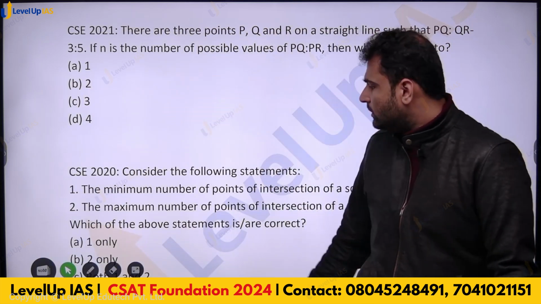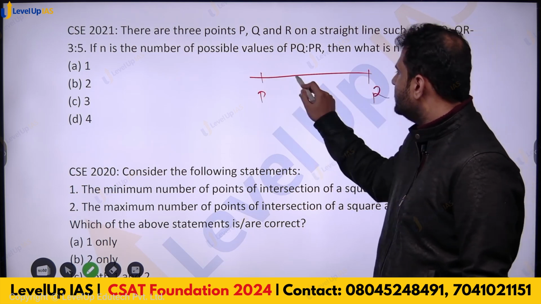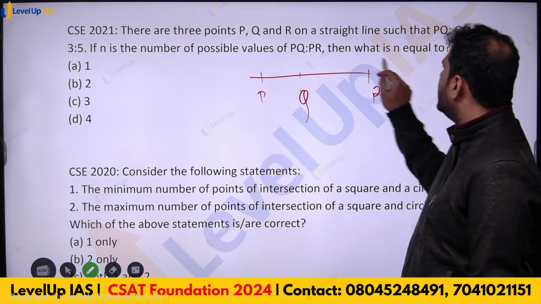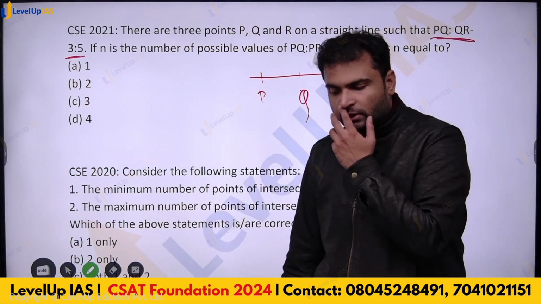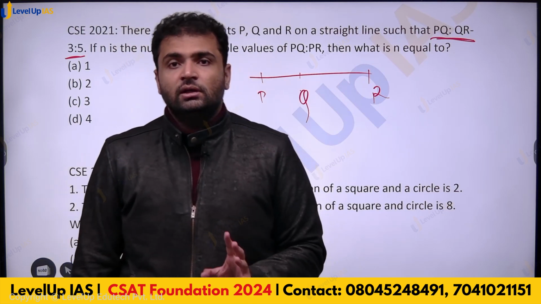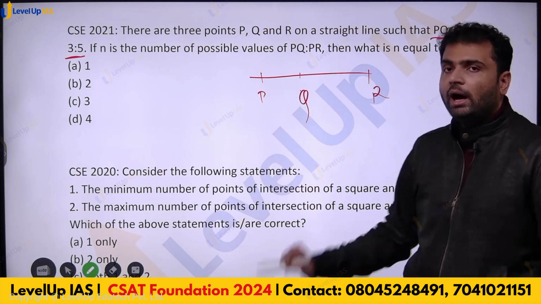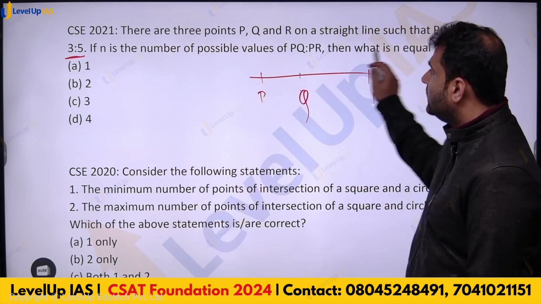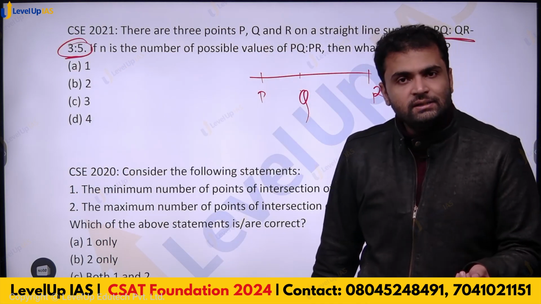So we are having 3 points, P, R, and point Q, such that Q divides P and R in the ratio 3:5. Now, from our basic geometry knowledge, we know that for any given ratio, we can have two possible points that divide a given line segment in that ratio. Here, PR is a given line segment and point Q divides this PR in the ratio 3:5. And such division can happen either internally or externally.